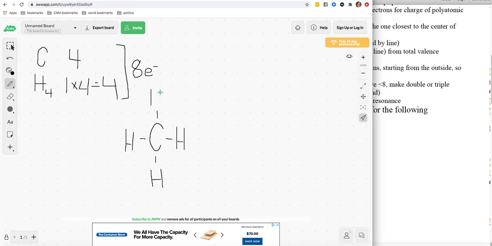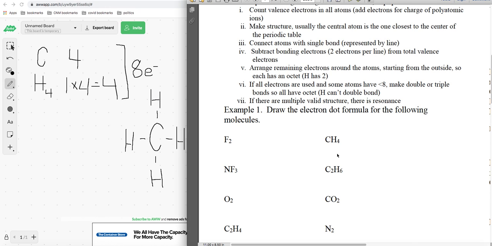So I'll show you how that applies to some of these other ones. So here you've got a carbon, and so you're going to put carbon in the center. Here you don't have a carbon, but there's only 1 nitrogen and 3 fluorines. So there you put nitrogen in the middle, put the 3 fluorines around it. For F2, O2, and N2, it doesn't matter. They're just going to be side by side, like with the F2 that we already did.